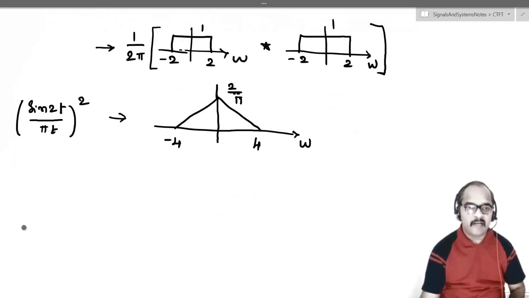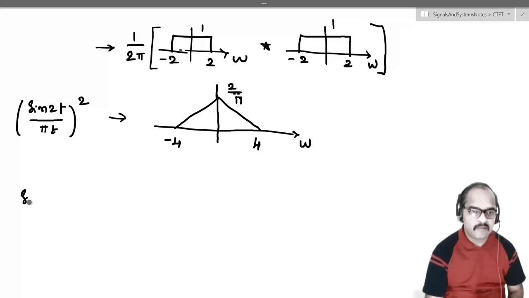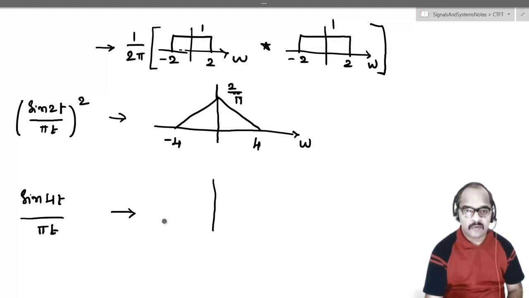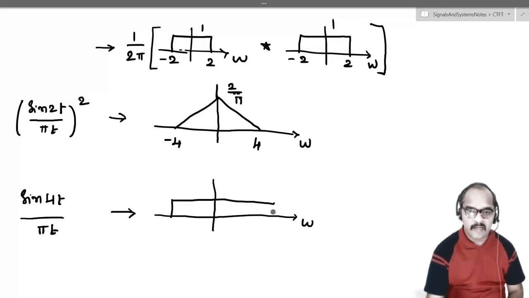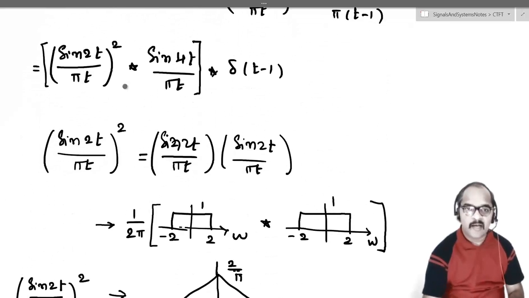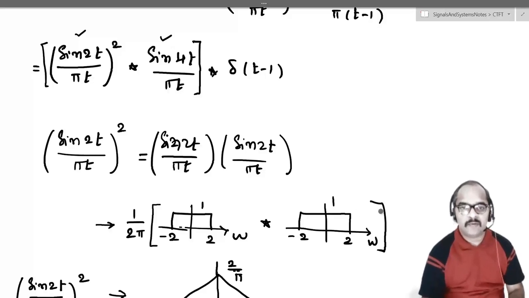Okay, right. So next let us take the other signal which we have, sine 4t divided by pi t. So this fellow will have what as Fourier transform? This fellow will have a rectangular function from -4 to +4 with amplitude 1. So what we are evaluating is this convolution: sine 2t by pi t whole square convolved with sine 4t by pi t. So we have the Fourier transform of sine 2t by pi t whole square, and now the Fourier transform of sine 4t by pi t.